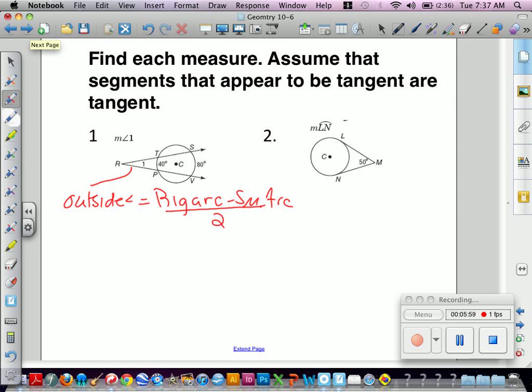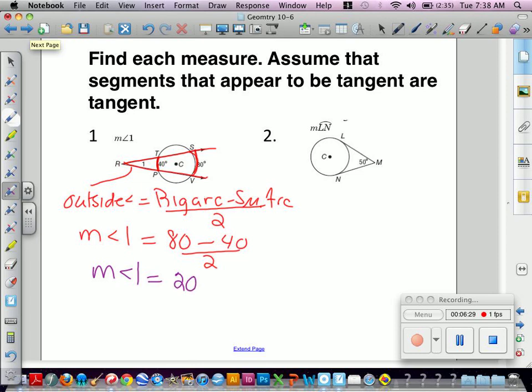So when I look here, here's angle 1 cutting through the circle. This is my big arc, 80 minus, this would be my small arc, which is 40. So the measure of angle 1 equals 80 minus 40, and then I'm going to divide by 2. Right? So now my measure of angle 1 equals 40 divided by 2 is 20, and I should write degrees there, people. And that's my final answer. So I'm going to box it in.